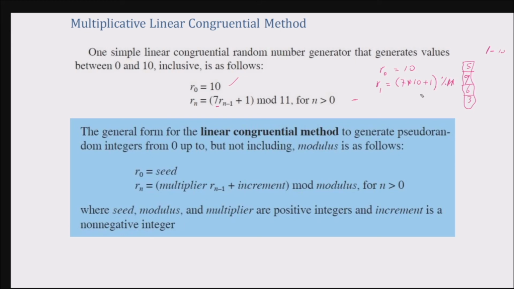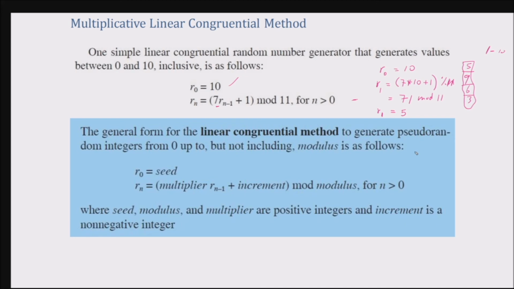So what I get here is 71 mod 11. How many 11s are there in 71? Well, 66 is the closest it goes, and then from 66 to 71 there's 5 remaining. So the R1 value is 5. That's the first value it gives you if you do this.